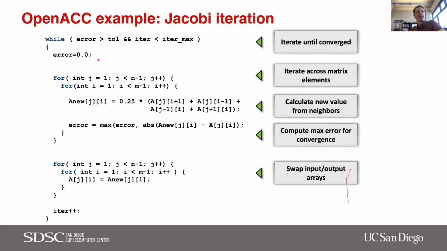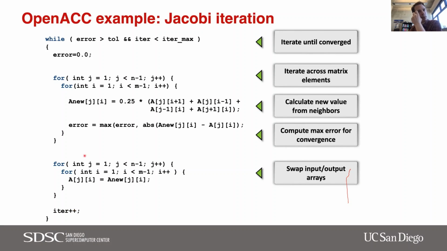And error is basically the threshold that we compute. And here we just loop through all our data elements, i and j, and we compute the new element just as a quarter, so the average of the neighboring data elements. And that's all that we need to do. And then once this is done, we compute the error. That's the maximum deviation for any of those elements between the input and the output matrix. And then we swap the input and the output matrix and we go on with our iterations, okay?